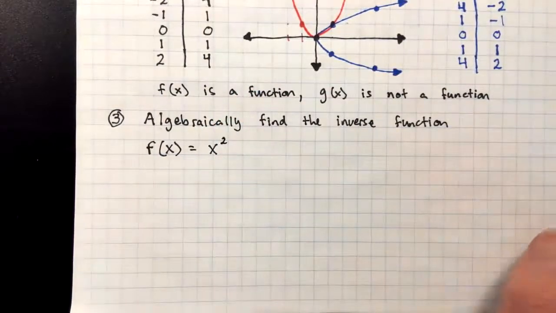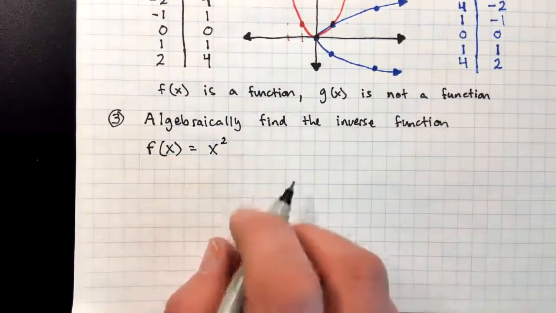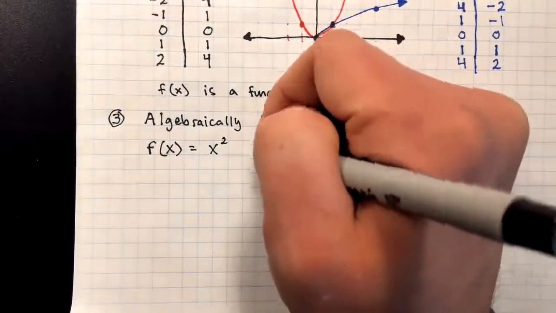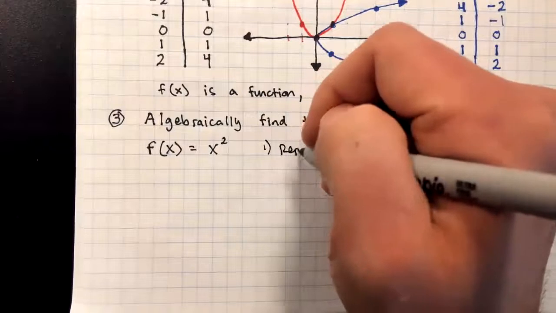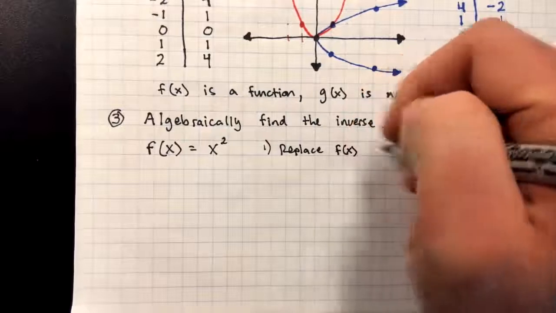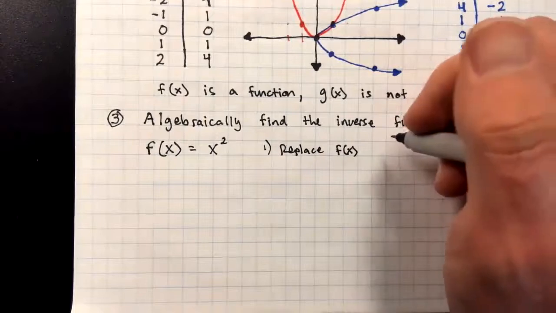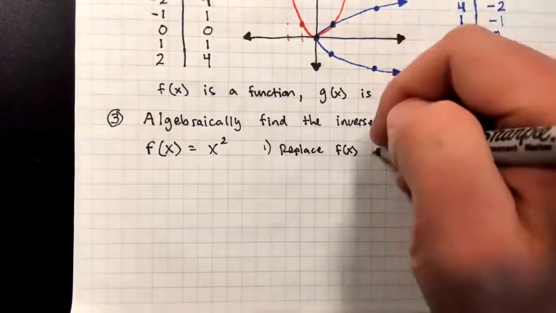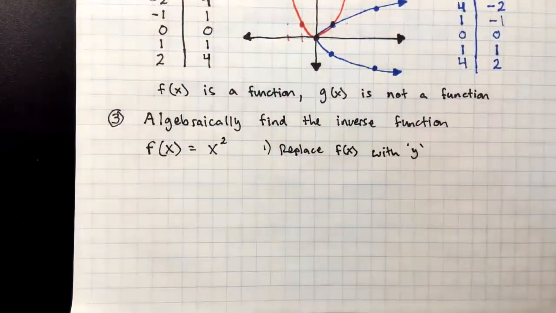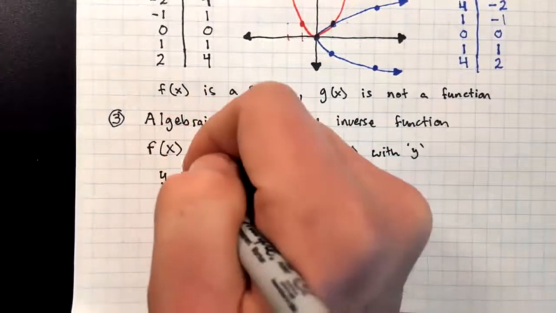All right, so when you're given a function rule and you're asked to algebraically find the inverse, there are some steps involved that I think will really help you out. What I would do first, always, is replace f of x, because it's a hard variable to work with and has parentheses that might throw you off eventually, with just another variable like y. Y equals x squared.